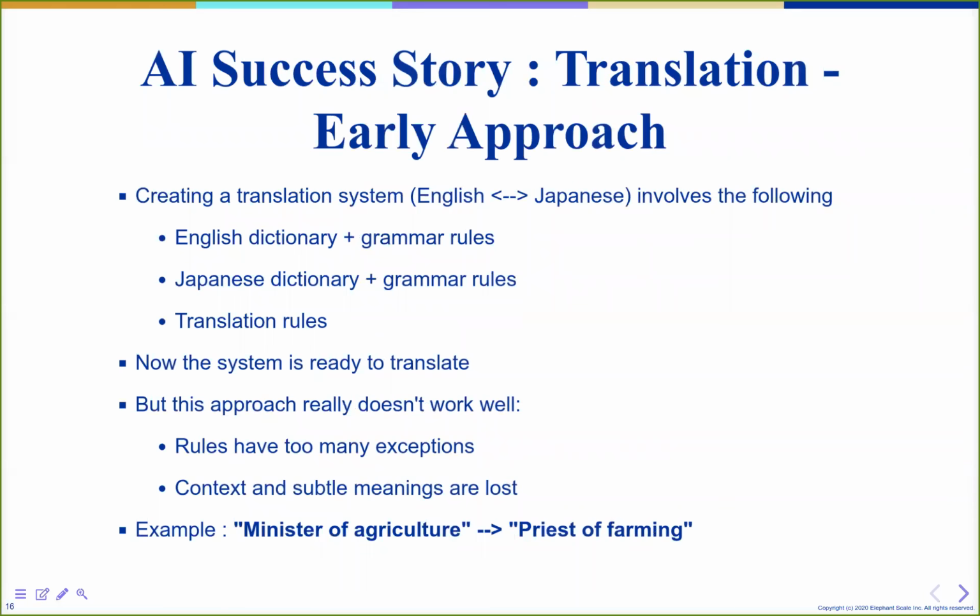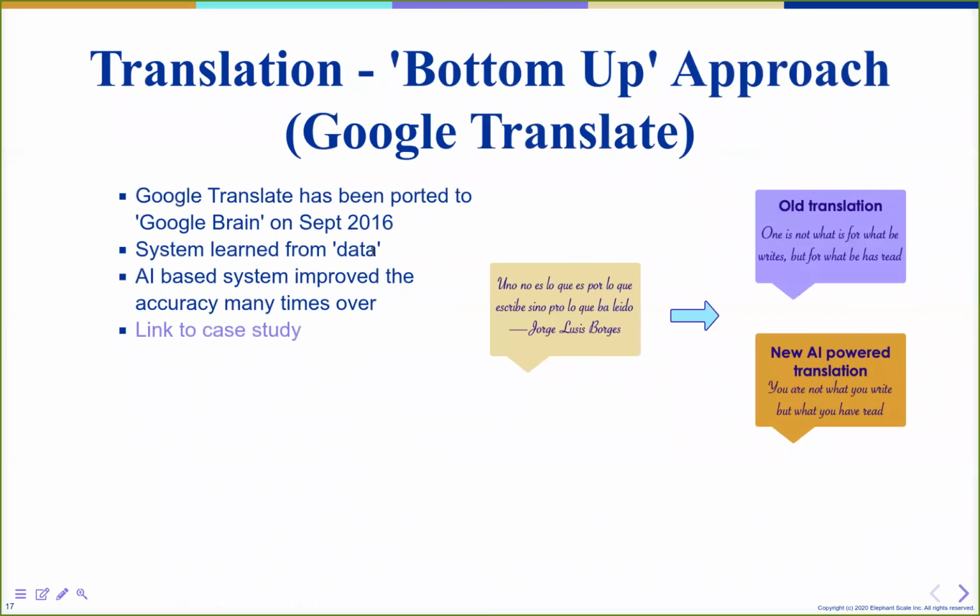So let me show you a couple of examples. This is like a translation approach. Google Translate used a rule-based system early on, but now they have changed to an AI-based system. You can read the case study here. It's just an example they showed of how accurate the AI-based system is.